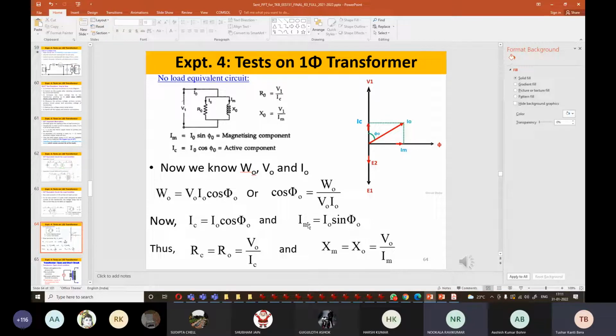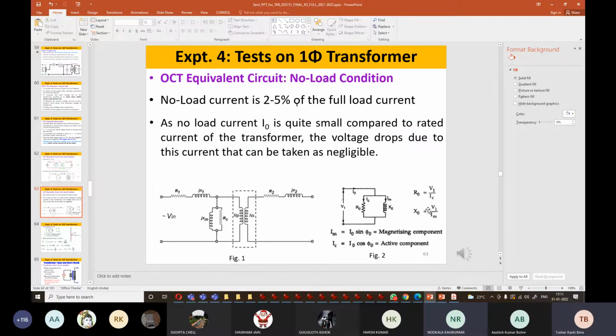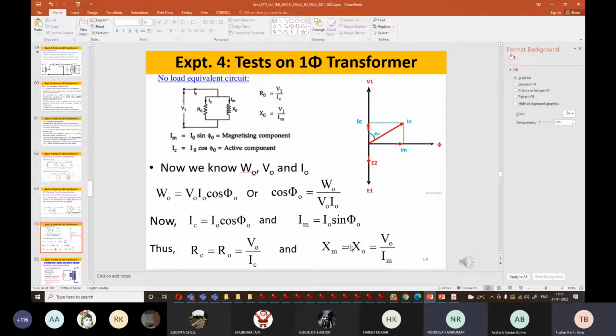So if IC and IM are known, then we can get R0 equal to V0 by IC, whatever we have studied here, and XM or X0 equal to V0 by IM.